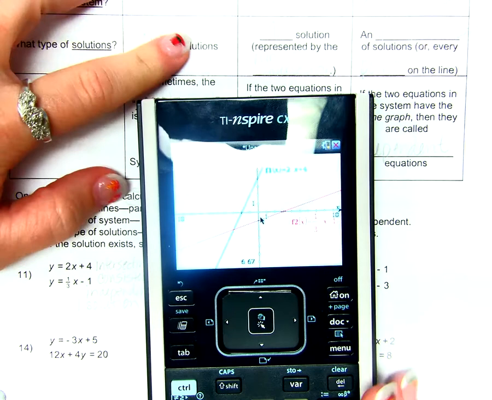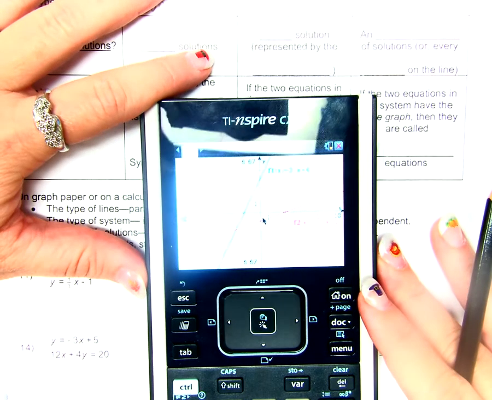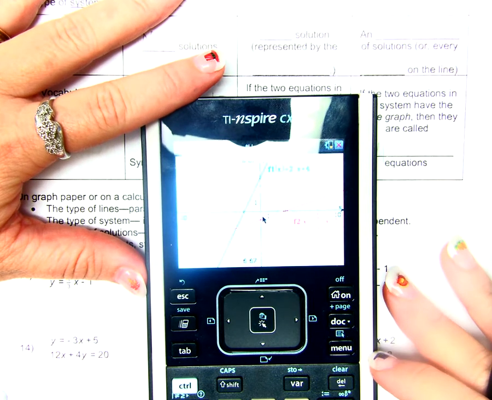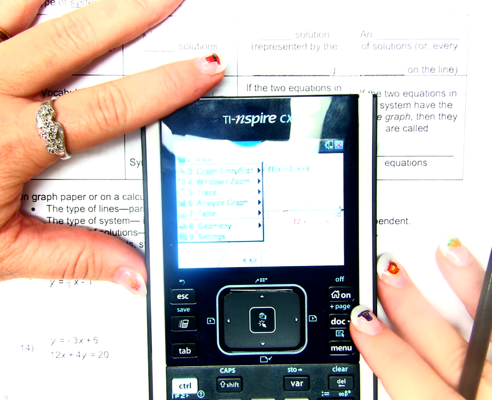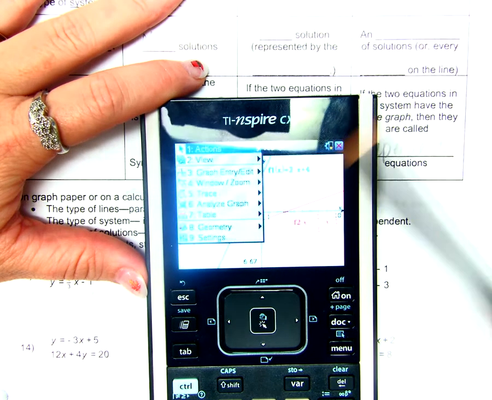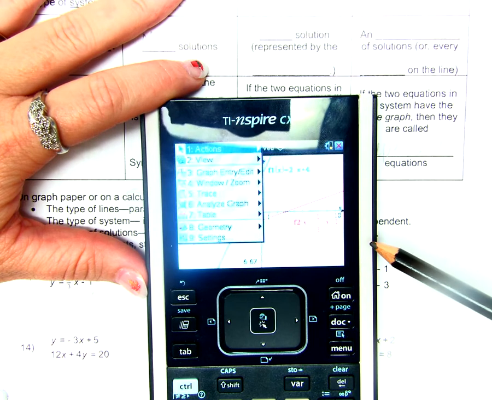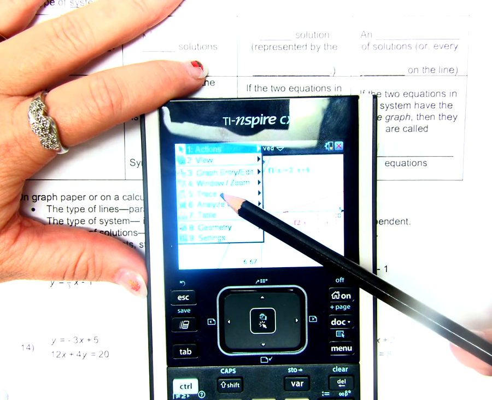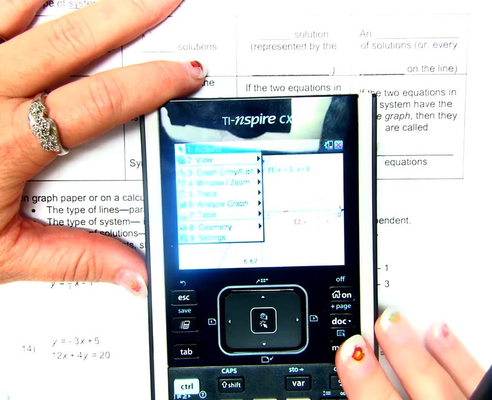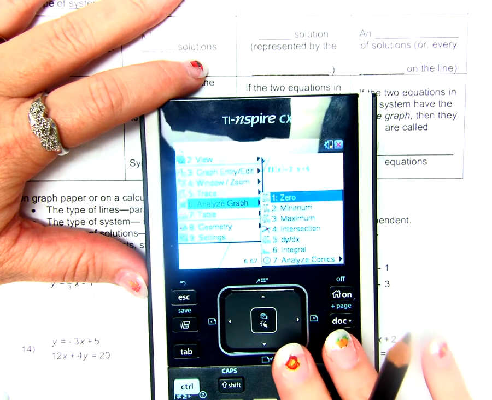So watch for just a second, please. Okay. Where do you think I should go if I want to try to find the intersection? Where do we always start? Menu. Where do you think we ought to go? I could look at the table and see which point appears on both tables. I could trace and see if I could maybe get it to match up, but look what happens when I press Analyze. Look at number 4. What does it say? Intersection.